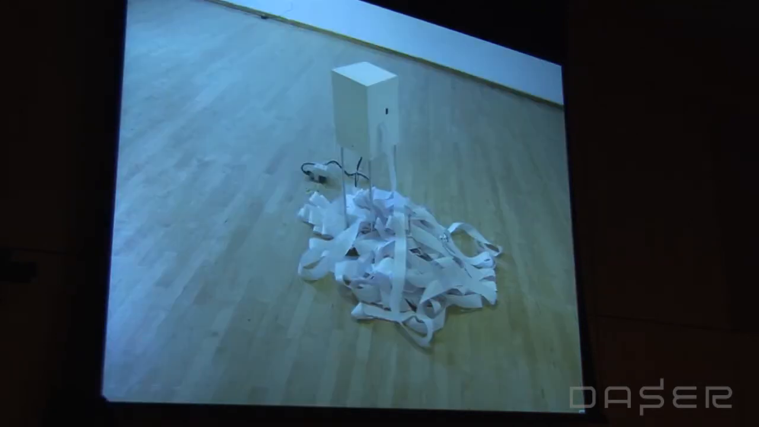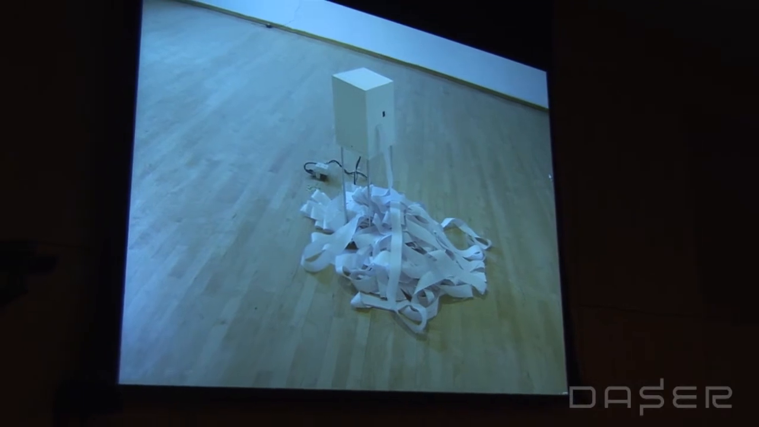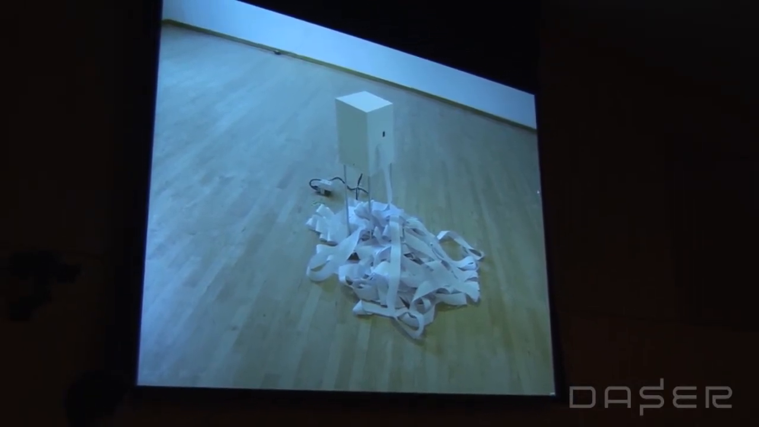A lot of my projects deal with extrapolating a normal idea, activity, or object from everyday life and exaggerating it to the point where it becomes absurd or ironic. Several projects later, I touched on the surveillance theme again. This is the date-time box.